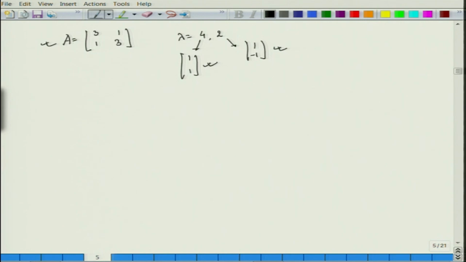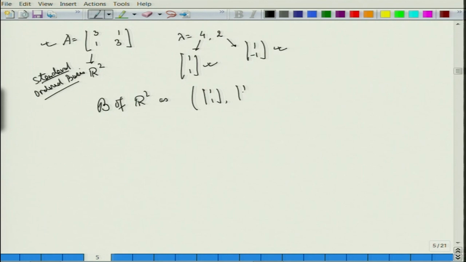I would like you to understand that I have this matrix A with me, and this was with respect to the standard basis of R2. Whenever we write a matrix, generally it is in terms of a standard ordered basis. Now, I want to take my ordered basis B of R2 as (1, 1) and (1, -1).